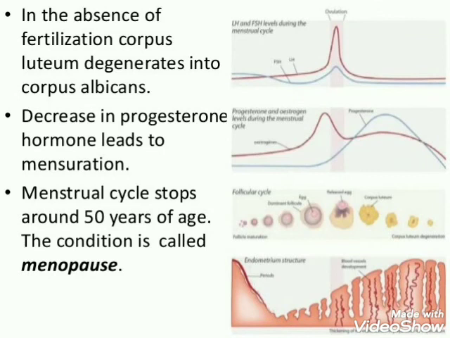At this stage, if fertilization does not occur, or if the ovum is not fertilized, the corpus luteum undergoes degeneration and this causes the disintegration of the endometrium, leading to menstruation. In the absence of fertilization, the corpus luteum degenerates into corpus albicans and the progesterone level decreases. The menstruation cycle, as I told you earlier, stops around 50 years of age in the human female and this condition is known as menopause. The luteal phase, or the secretory phase, usually lasts for only 1 day.